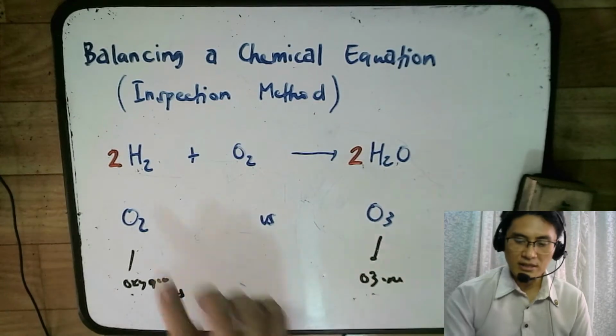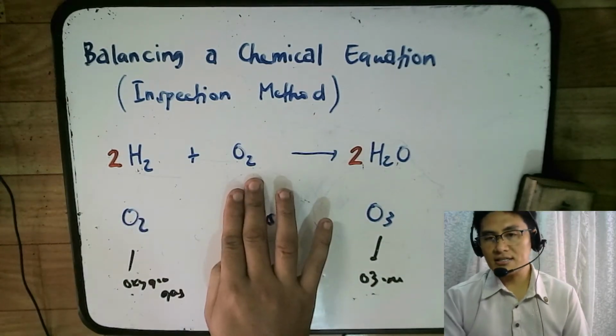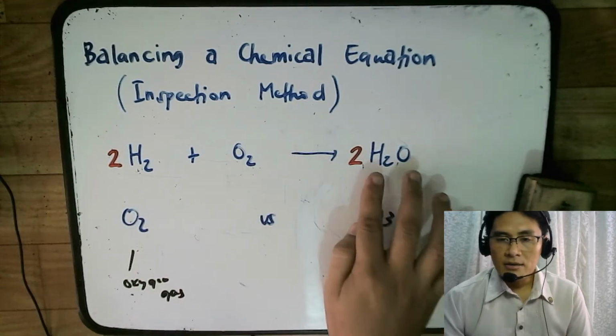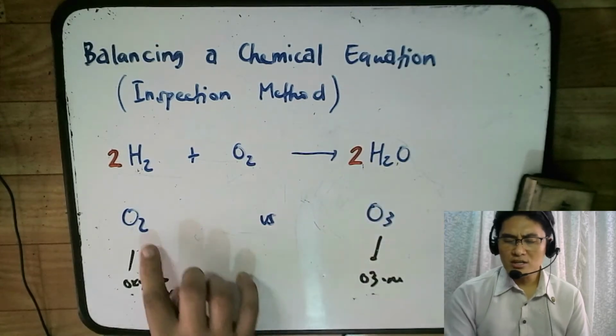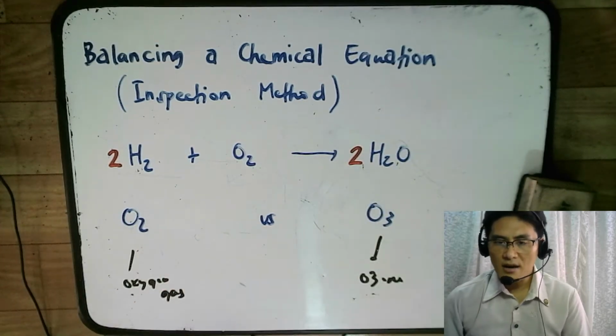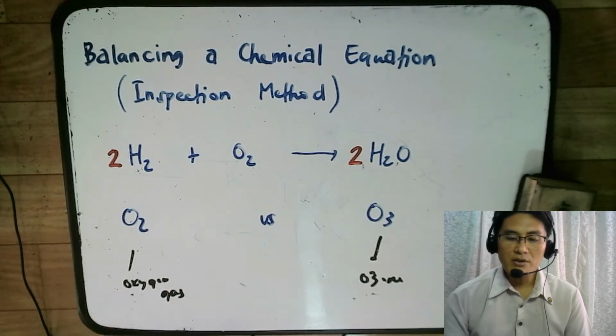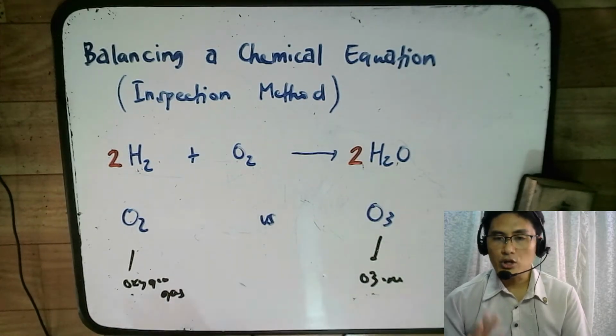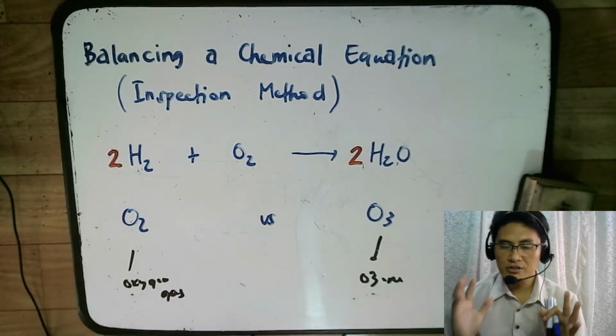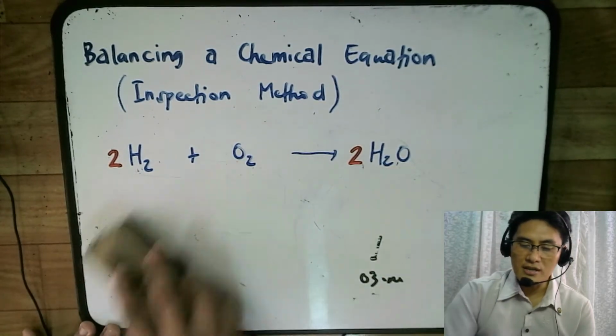We already know that it's hydrogen gas and oxygen gas that's involved, and what will be formed is water. So if you change O2 to O3 just to balance things up, that's not good, because now you're using ozone instead of oxygen gas. So again, you don't change the subscript. You can only change the coefficient.